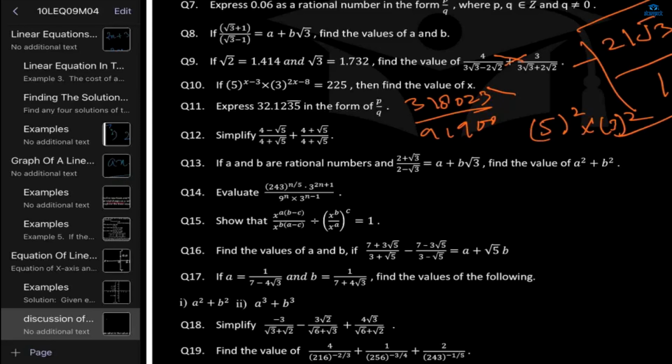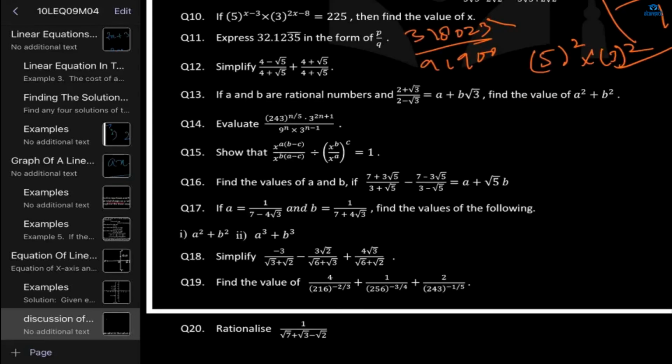Ma'am, I think by mistake I wrote 4 plus root 5 upon 4 minus root 5. Okay, then your answer will be 42 by 11. Yes, ma'am. Actually, the question was wrong by mistake, and those who have done it the same way, there is no doubt you will get the marks, because you must have done it the way I have taught you. That will be correct.